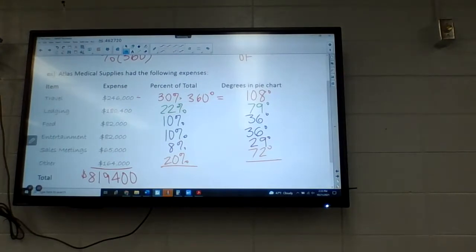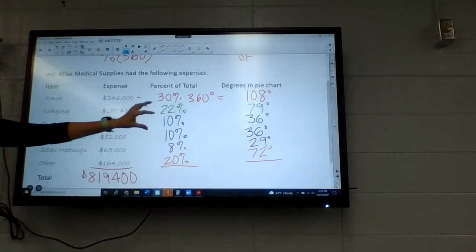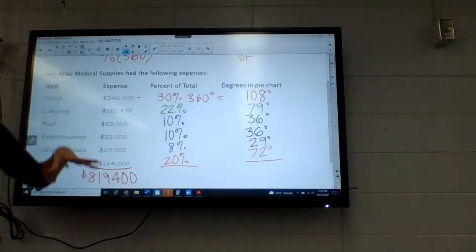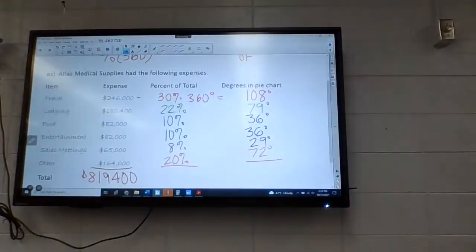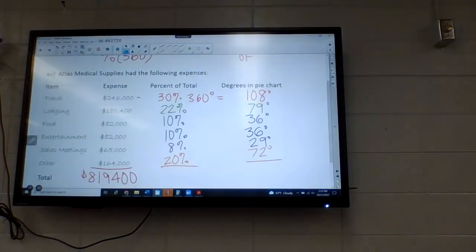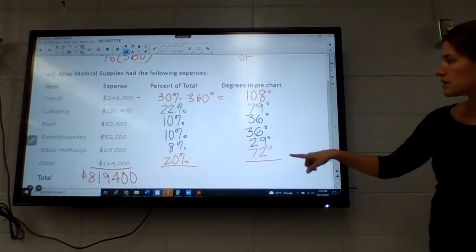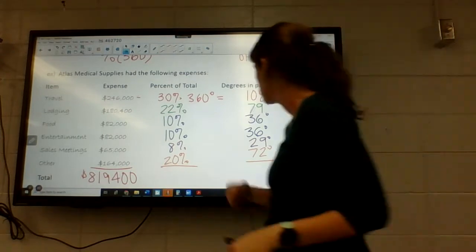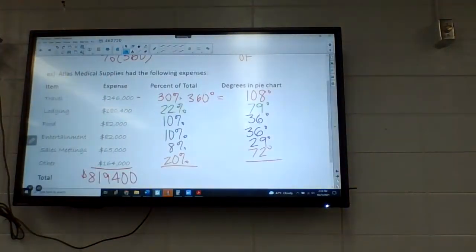Did you get something different? It's totally possible I did something wrong, but I think I can tell already, just like with borrowing, carrying, that I think I'm good there. And then this one, is this one okay? Because we don't want any extra degrees just hanging out there.